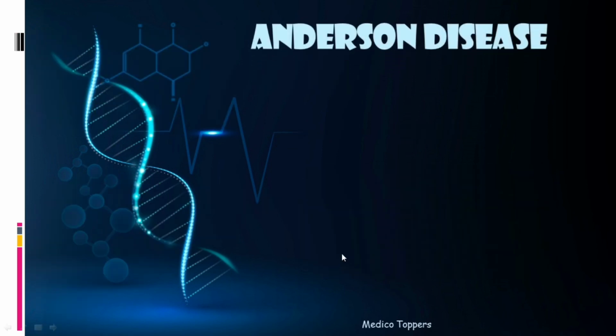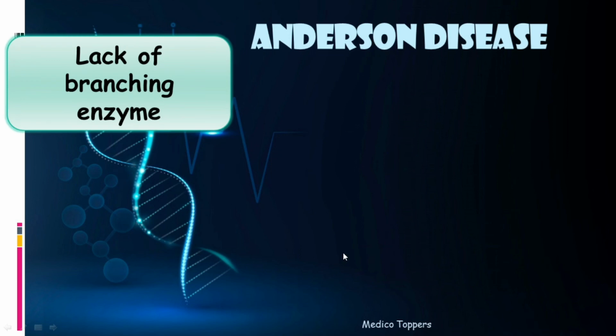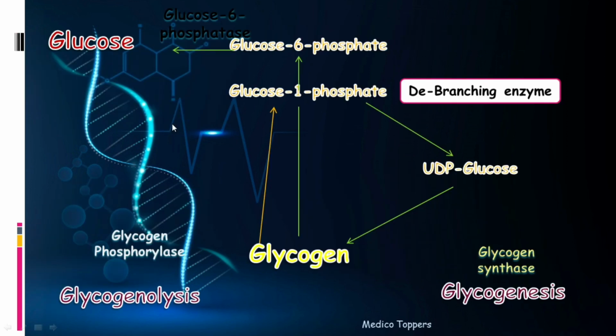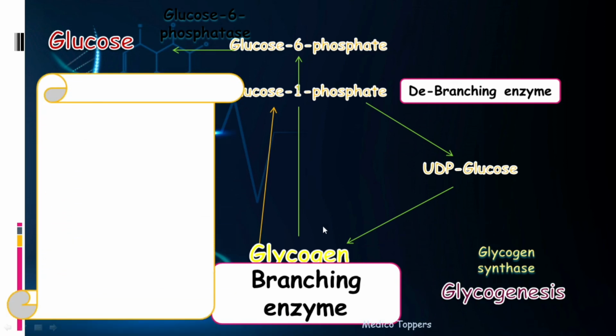Then at last is Anderson disease. Here there is a problem with the branching enzyme. So that will lead to cirrhosis. Let me tell you how it is happening. So the problem is with the branching enzyme. Because of the absence of branching enzyme, what will happen? Already I had told you this glycogen will be coming and adding, and it will go to infinity if there is no branching enzyme. So this branching enzyme helps in forming the branches and helps in the storage of glycogen.